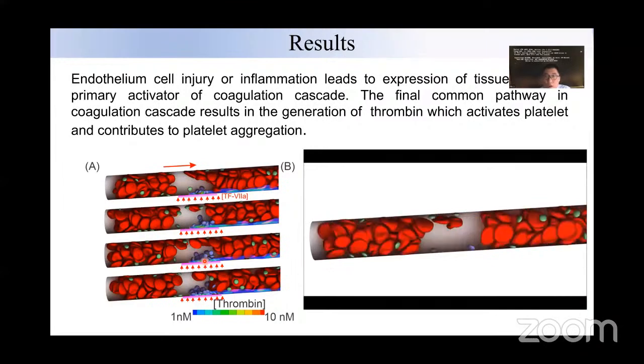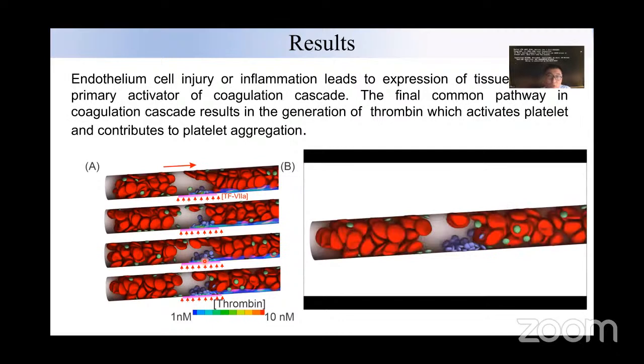So here's one case of our simulation. In this case, we assume that there's an injury site in a circular channel, which will express a tissue factor 7A complex on the endothelium cells. And this is going to initiate the coagulation and generate thrombin, which can activate the platelet. You can see the passive platelets, which show up as green. They become blue once they move into the boundary layer of the thrombin.